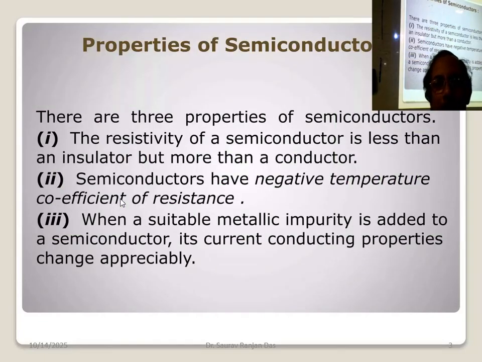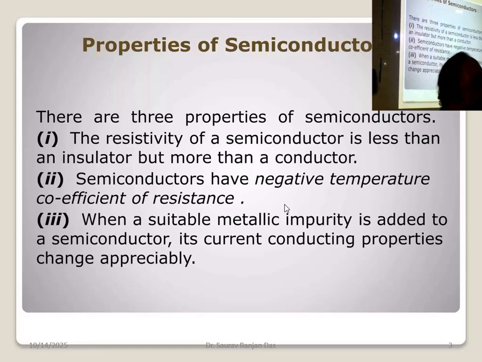Now semiconductor, these are the properties, three properties. Resistivity: less than an insulator, which means in between the insulator and the conductor. That is the property, resistivity should be in between. Now semiconductor has a negative temperature coefficient, that means as you raise the temperature, the resistance will decrease, and that means the conductivity will increase. At a higher temperature, the conductivity will increase.